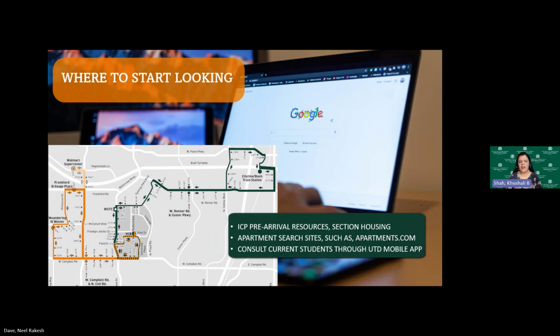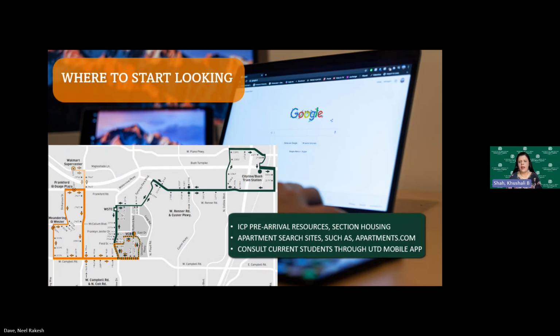If you look at the map here on the screen, the one in orange is the 883 West route, and the one in green is 883 East. When you take these buses, there's no charge. It is free for everyone. You don't even need to show an ID, so you don't need to wait for your Comet card or your UTD ID to be able to board these buses. As soon as you get off the plane and come to campus, you are able to take these buses. There's no charge for it.